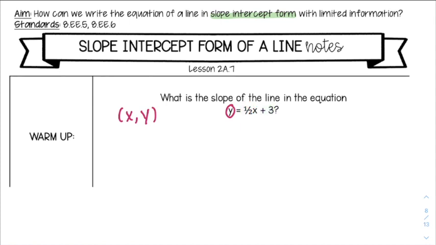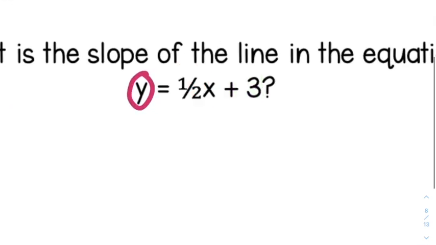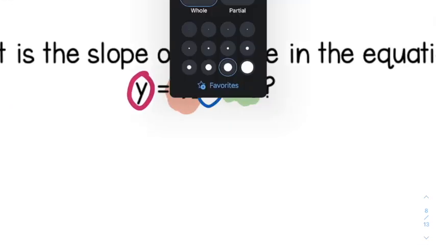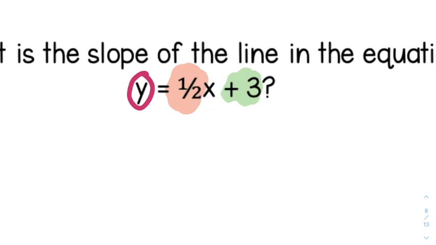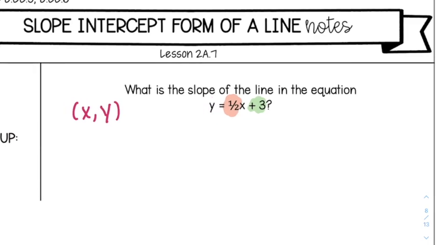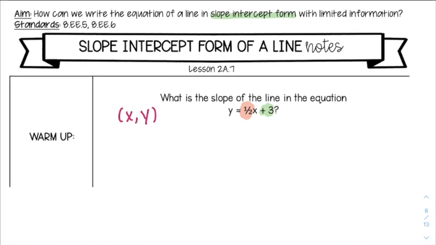So then we're just going to focus on our 1/2 and plus 3. 1/2 is going to change with your x variable or any x coordinate point. This is going to be your hint that that is going to be your slope.